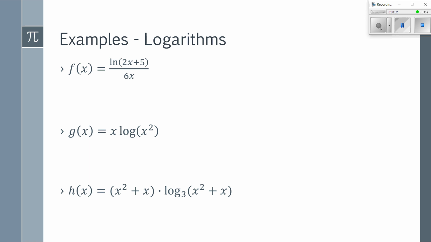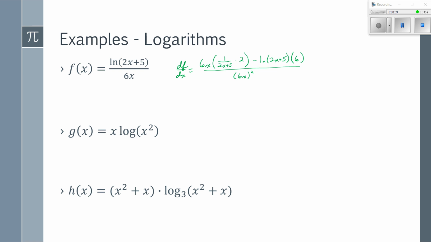So, some examples of logarithms. Here I have a quotient, so I am going to need to use the quotient rule. So f'(x) is the bottom, and then for the derivative of the top, it's a natural log already, so it's 1 over the inside times the derivative of the inside, minus the top times the derivative of the bottom, all over the bottom squared. Thank goodness we aren't required to simplify that.